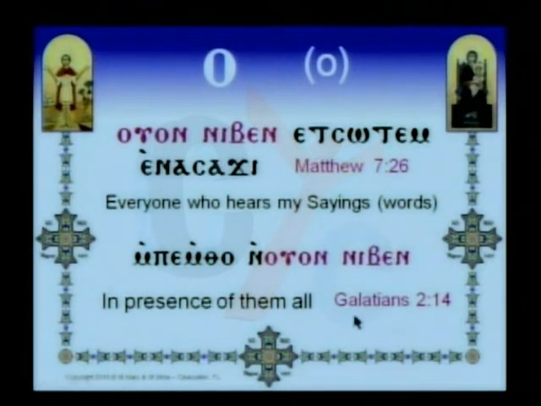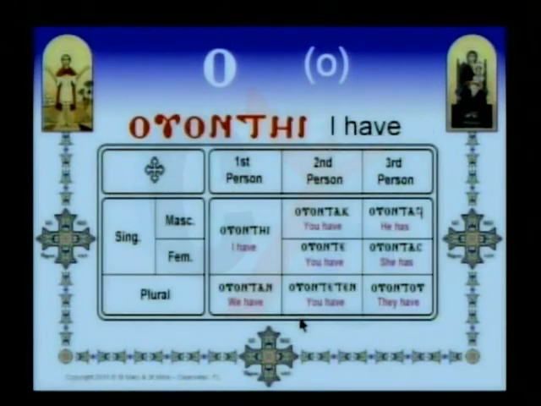Also in Galatians, St. Paul is saying, empeemtho en oon neven, in front of or in presence of everybody. He was saying certain things in front of everybody. So empeemtho means in front of or in the presence of. Empeemtho en oon neven, in presence of all of them, everybody.